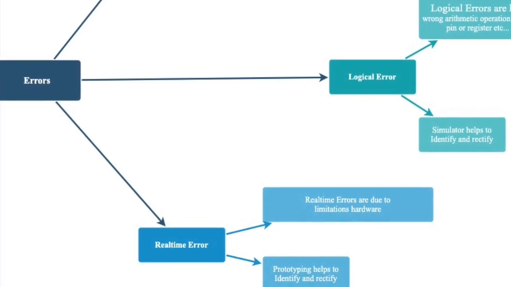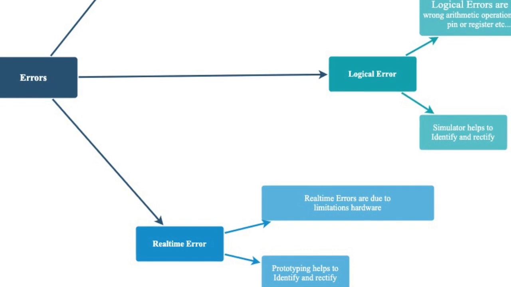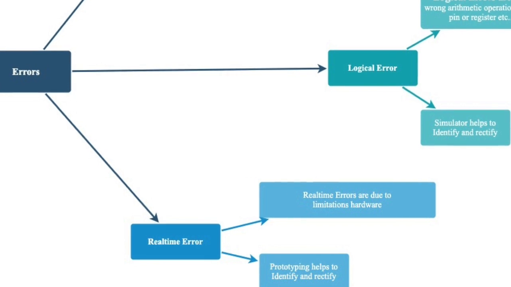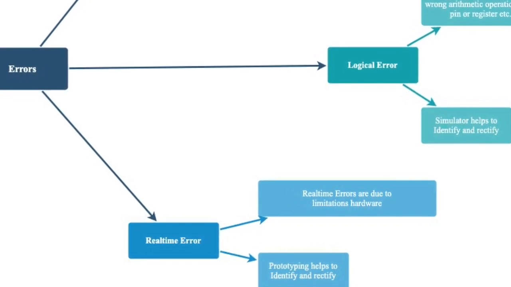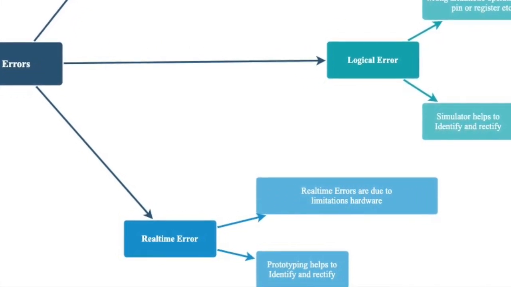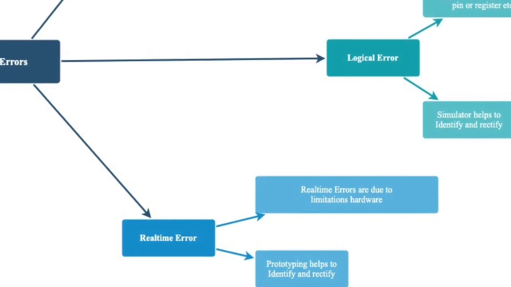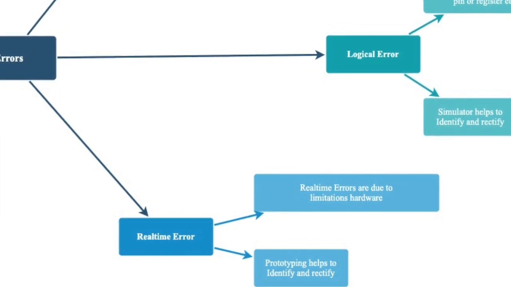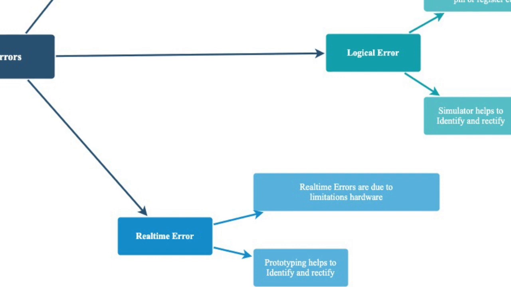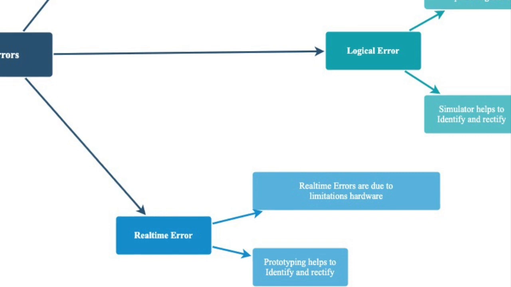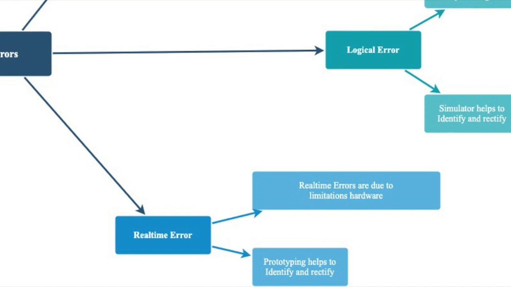For debugging the code, we have various simulators. Followed by this, even though we have cleared the syntax error and logical error of our program, there will be some real-time error existing due to physical limitation of the hardware. There may be a contact problem, or there may be hardware limitations like current or voltage limitations. Due to that, we may experience some real-time problems. So those are real-time errors. This can be identified and rectified by prototyping the hardware.